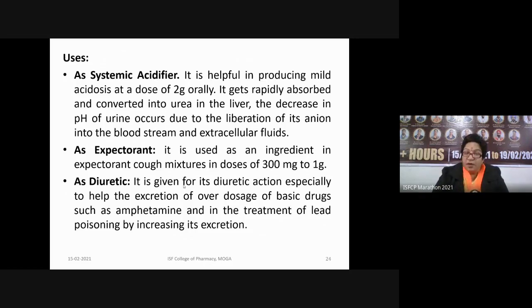Third is the use as a diuretic. What are diuretics? They increase the flow of urine or micturition, बढ़ाते हैं diuretics जो होते हैं. So it is given for its diuretic action, especially to help the excretion of overdosage of some basic drugs. अगर कुछ basic drugs की overdosage आ गई है, such as amphetamines or in the treatment of lead poisoning, so this ammonium chloride is given to increase its excretion. So तीन uses बताइए आपको: systemic acidifier, expectorant and diuretic.